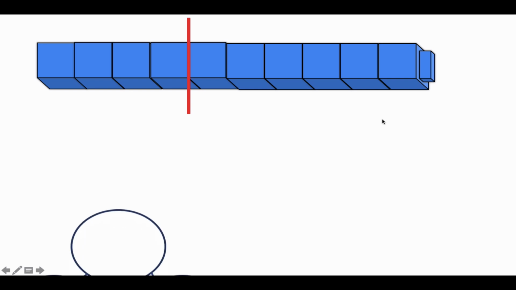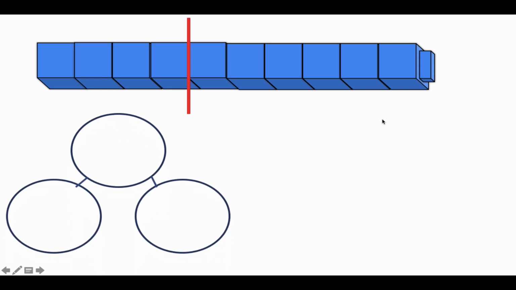Friends, erase your board. What would your new number bond look like? Can you go ahead and pause and fill in a number bond to show 10 counting cubes and then removing 6 and then what's left over? What's the other part? I know it's a lot. You can do it. Press pause. Okay, let's see. Now, if you didn't get it, it's okay. Just follow along with me.